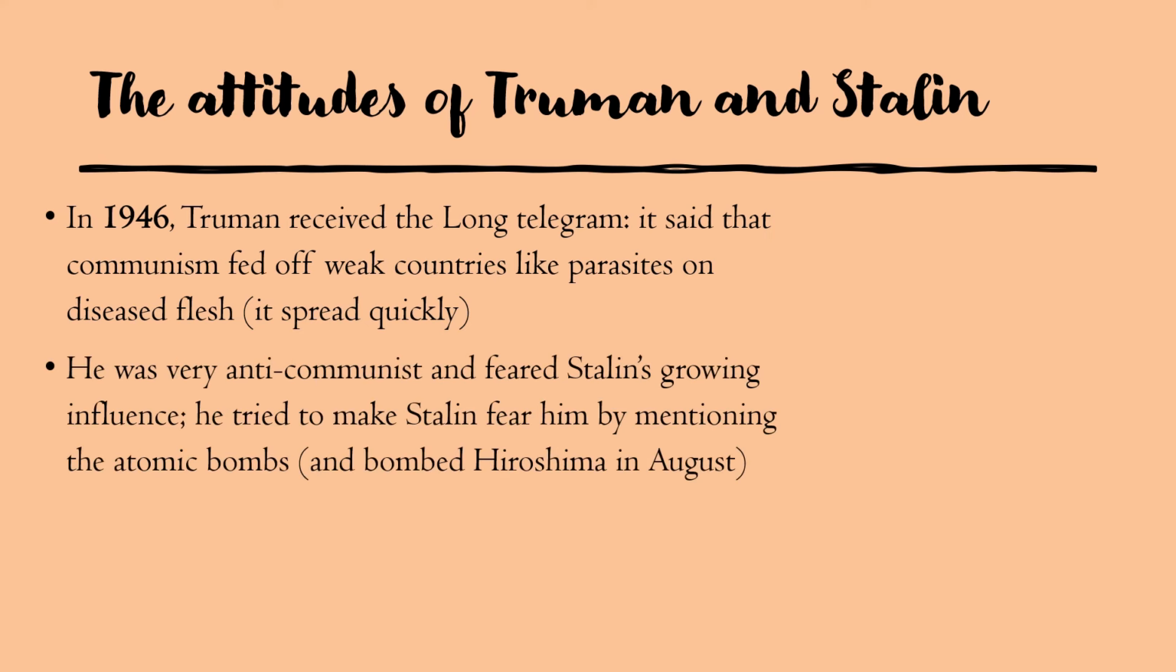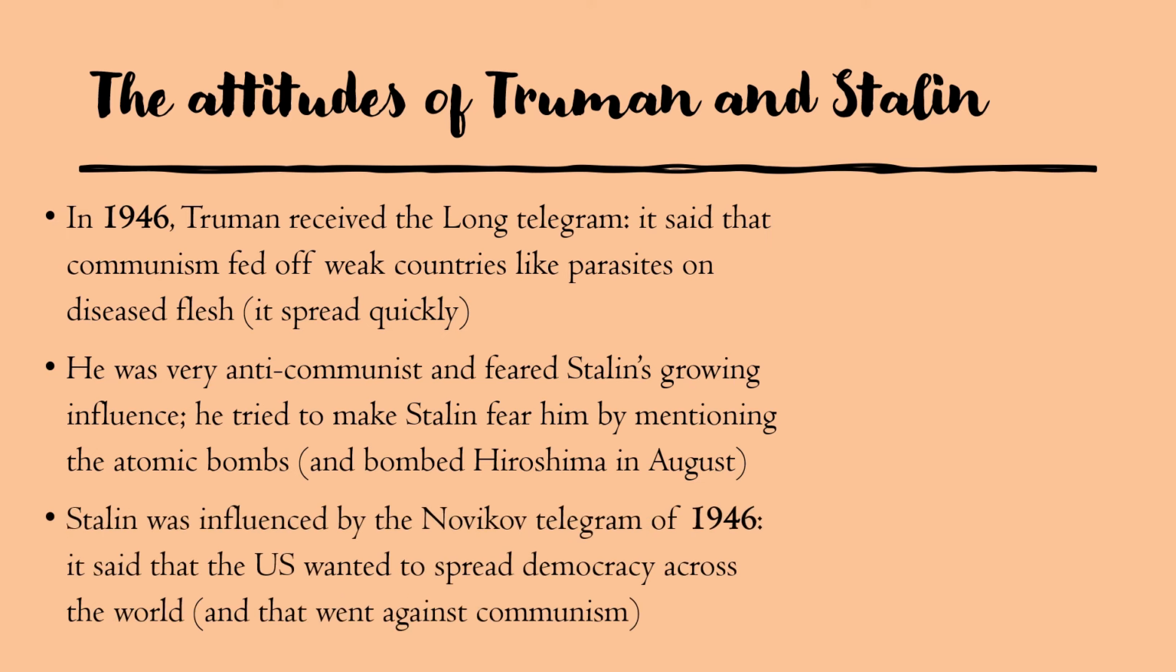And Truman himself was very anti-communist. He feared Stalin's growing influence. He didn't like the potential of communism to spread into America. And so he tried to make himself seem more powerful. He wanted to make Stalin fear him. And so we mentioned the fact that he had atomic bombs. And in August, so not long after the Potsdam conference, he did bomb Hiroshima and Nagasaki in Japan.